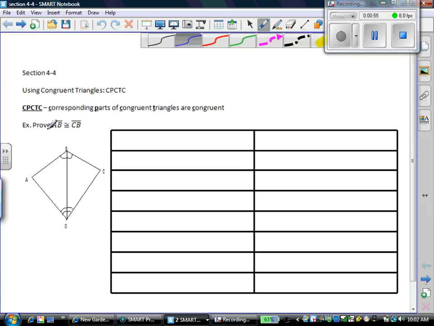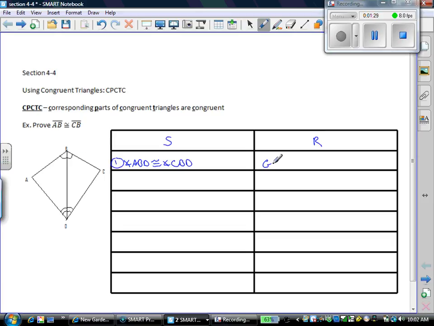Okay, so let's start out and see, we're trying to prove that AB is congruent to CB. Well, here's AB congruent to CB. That's our goal. Alright, our statements and our reasons. So in our proof scenario, we always start with what's given. So we look at our picture, and we have these two angles given. So that's angle ABD congruent to angle CBD. And given.